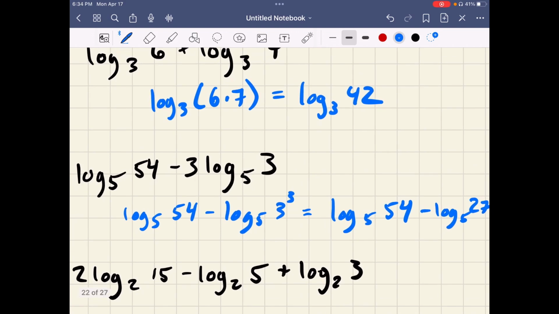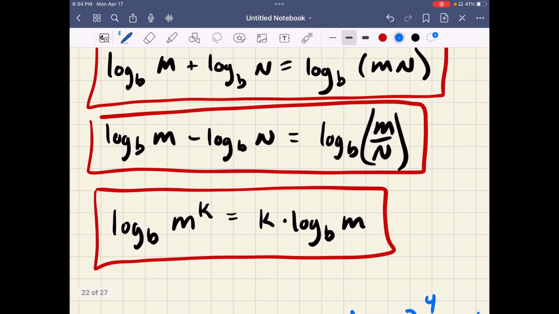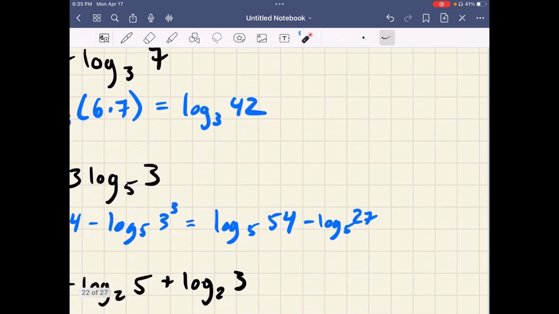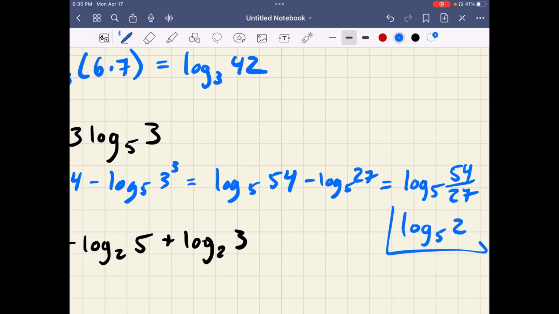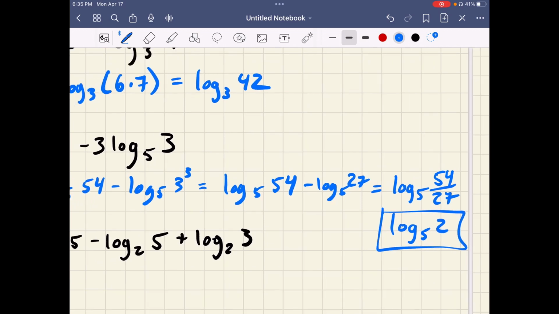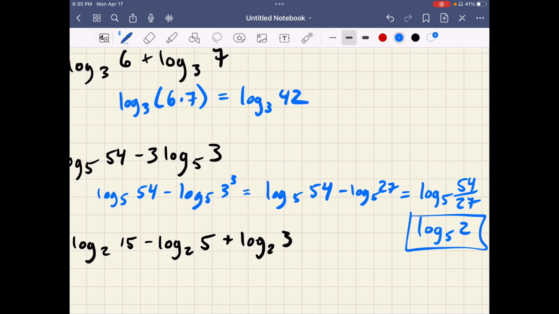Now that I have that simplified, if I look at my second property up here, it's just like the addition one. I have to have the same base for both of them. But now I'll take my m and n and divide them. So coming back to that example, I have the log base 5 of 54 over 27. Again, I'll simplify where I can, and I know 54 divided by 27 is simply 2. So I've simplified that original expression to be log base 5 of 2.